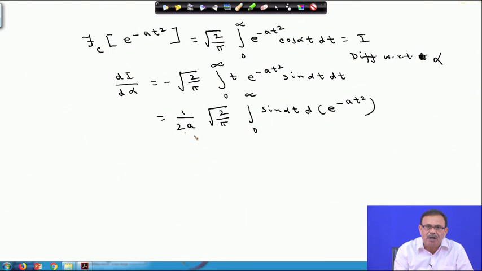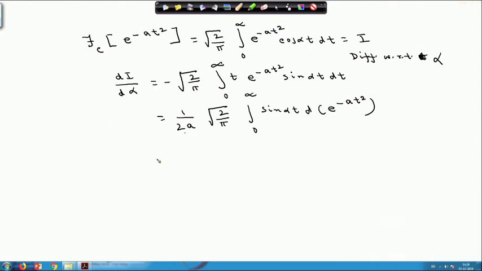So, dI d alpha becomes 1 by twice a root over 2 by pi, 0 to infinity sin alpha t into d of e power minus a t square. So, I can write it as 1 by 2 a root over 2 by pi will be coming here, and directly I can write it as d of this. So, I am using integration by parts now, e power minus a t square into sin alpha t, where the limit will be from 0 to infinity.